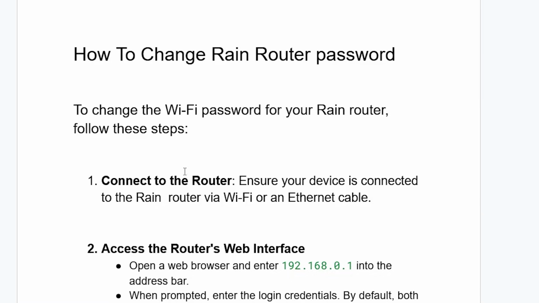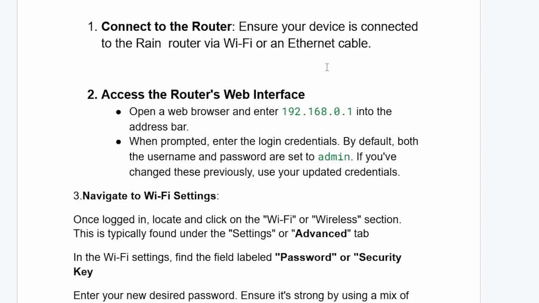Now step 1, connect to the router. Ensure your device is connected to the RAN router via Wi-Fi or an Ethernet cable. Now your device has been connected to the RAN router. Now step 2, access the router's web interface.